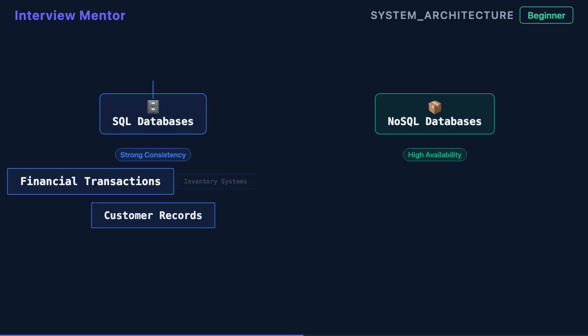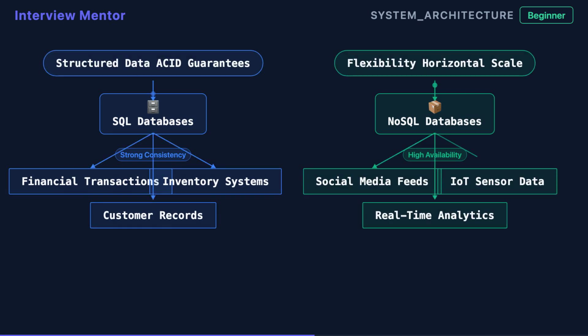So when do you use each? SQL shines for structured data that needs strong consistency. Think financial transactions, customer records, inventory systems. If your data fits neatly into tables and you need ACID guarantees, SQL is your choice.